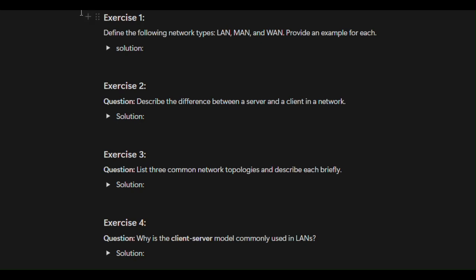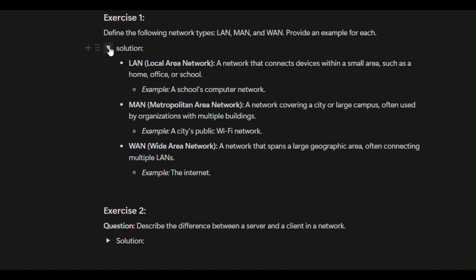Let's start with exercise 1. Define the following network types: LAN, MAN, and WAN, and provide an example of each. Let's start with LAN. It's the local area network. It's a network that connects devices within a small area such as home, office, or school. Example of a local area network, we have the school's computer network.